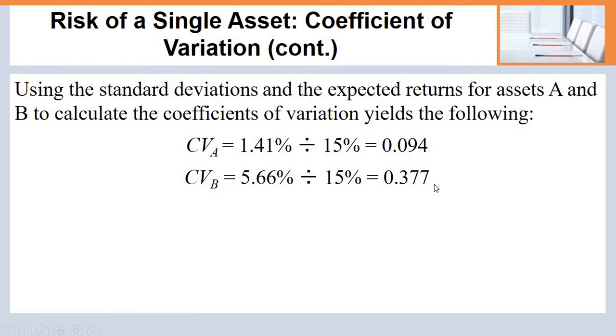So we can conclude that asset B is riskier than asset A, or we can also indirectly say that as an investment, asset A is better than asset B.